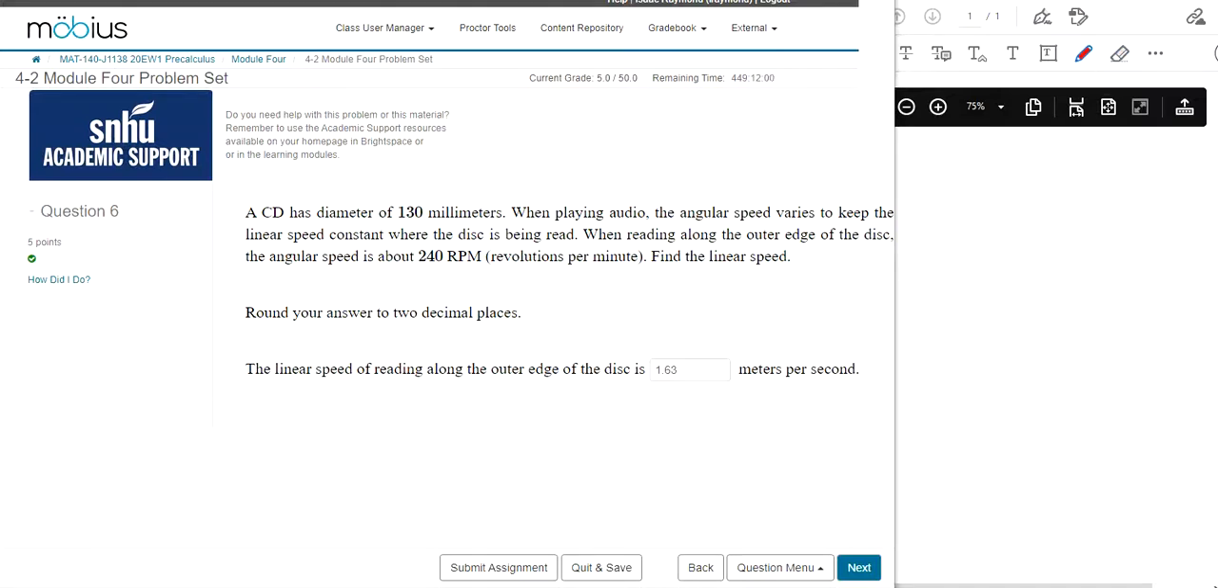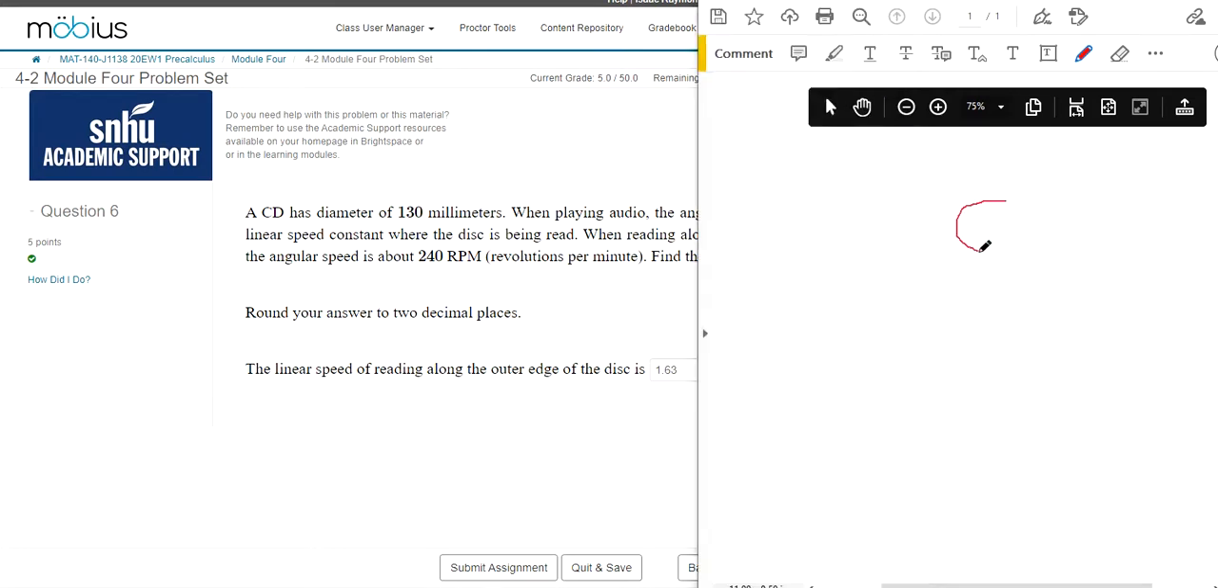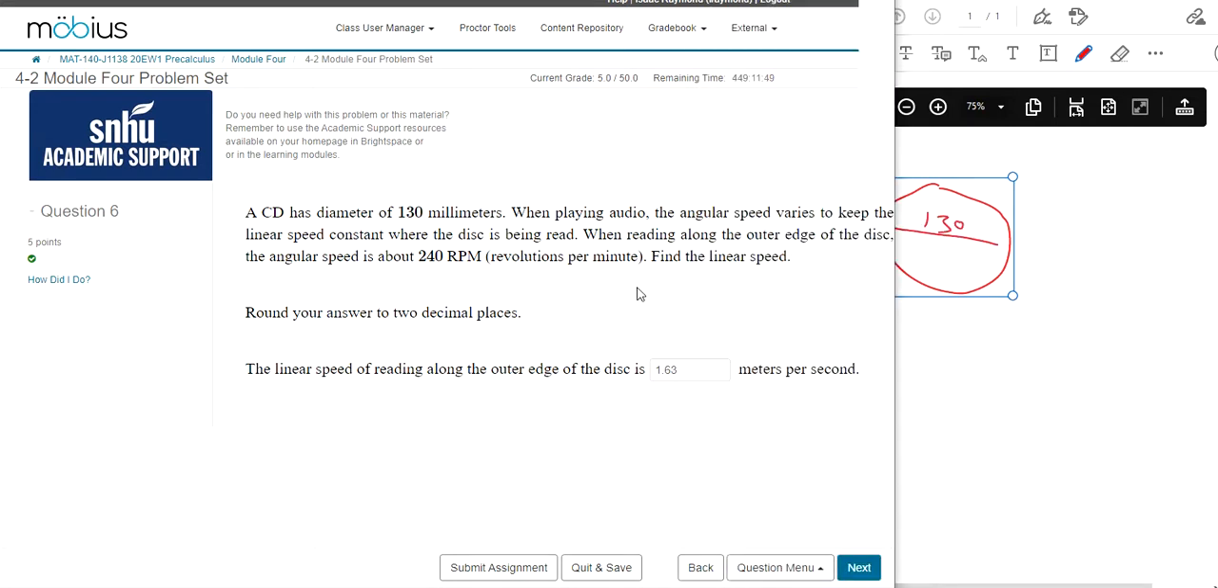Okay, so we got a CD. It's got a diameter of 130 millimeters. So draw myself a little picture. I can make it bigger. There's 130 millimeters. When playing audio, the angular speed varies to keep the linear speed constant.